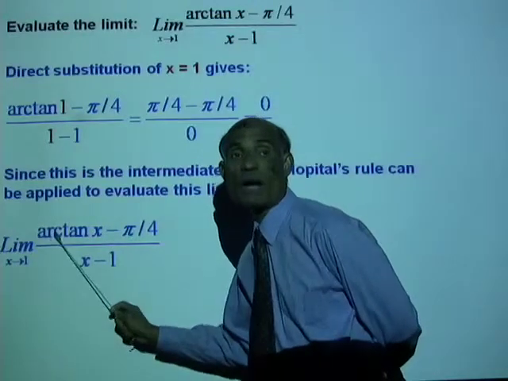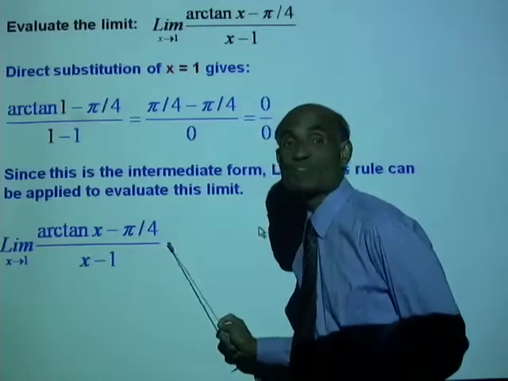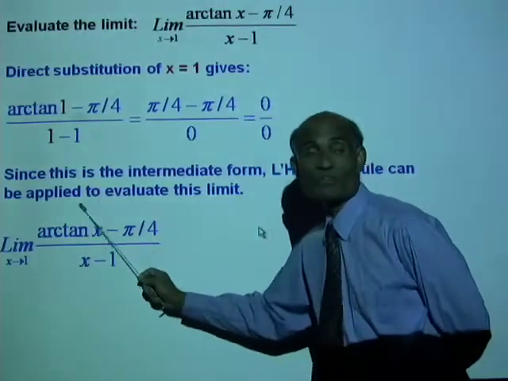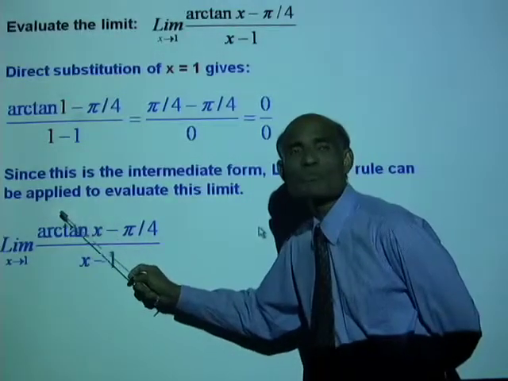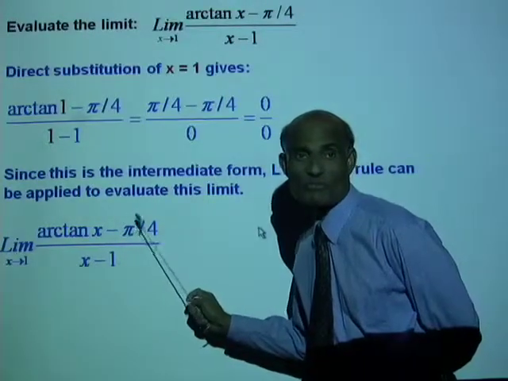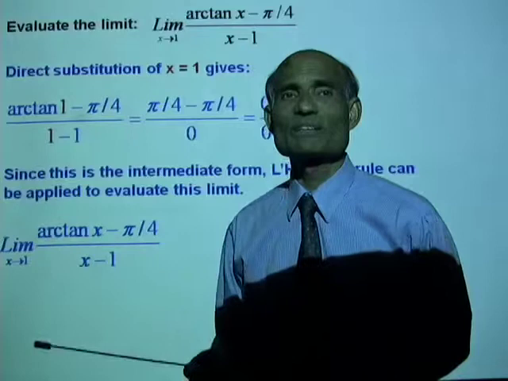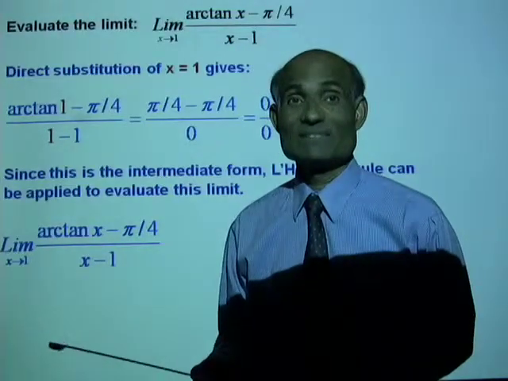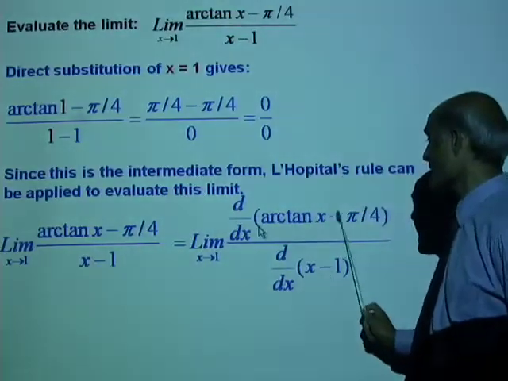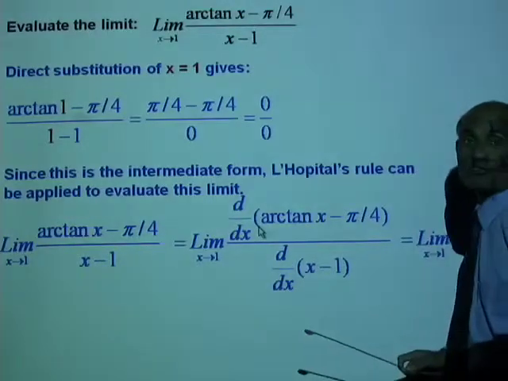Limit x approaches 1, arctan x minus pi by 4 over x minus 1 is the same as limit x approaches 1 of the derivative of the numerator over the derivative of the denominator. The derivative of the numerator is simply the derivative of arctan x, because the derivative of pi by 4 is 0. Do you remember what is the derivative of arctan x? Yeah, that's very important to know. So that will be the derivative of arctan x minus pi by 4 divided by derivative of x minus 1.